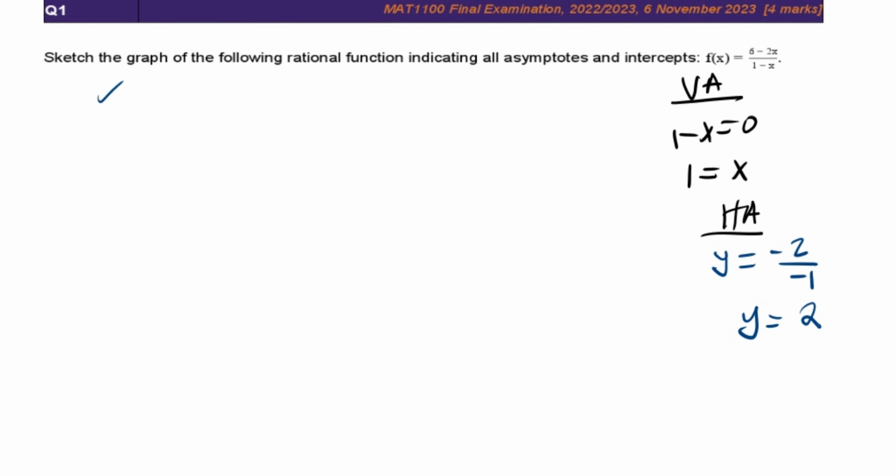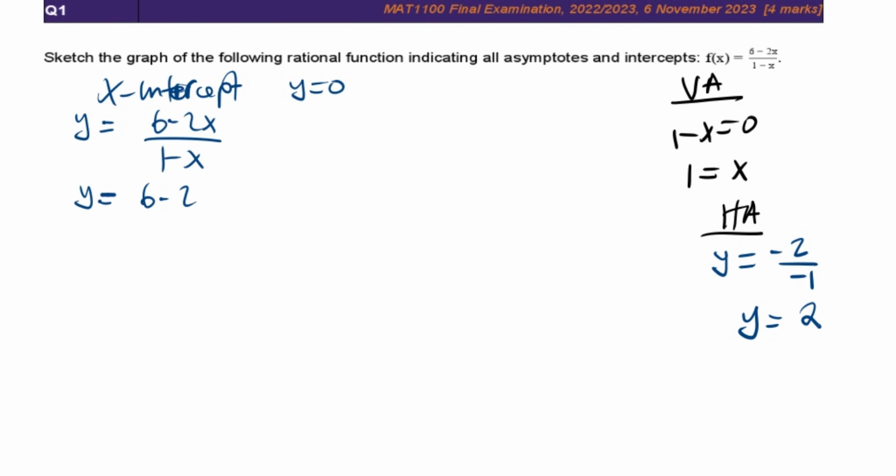So let's start with the x-intercept. To find the x-intercept, equate y to 0. The function is y equals 6 minus 2x, divided by 1 minus x. So y will be equal to 6 minus 2, where there is x, put 0, over 1 minus 0. Then y is equal to 6 minus 0 divided by 1. So y will be equal to 6.